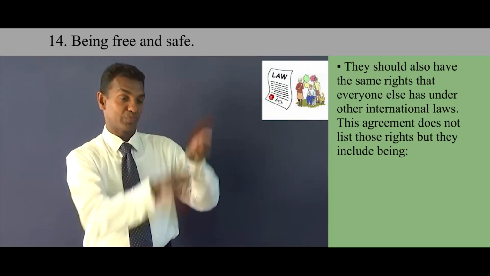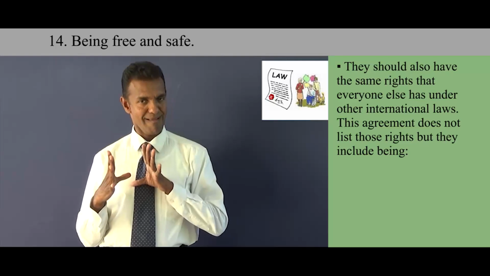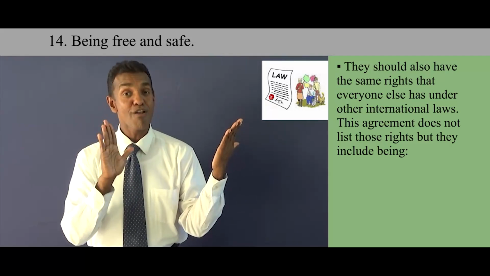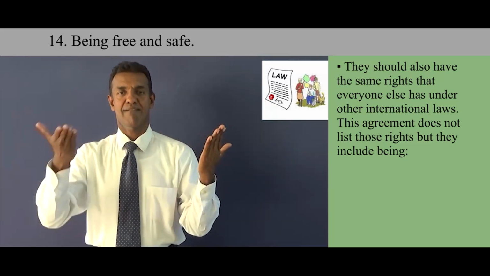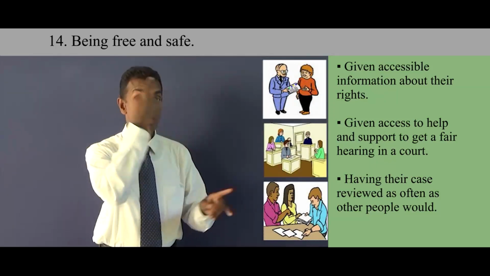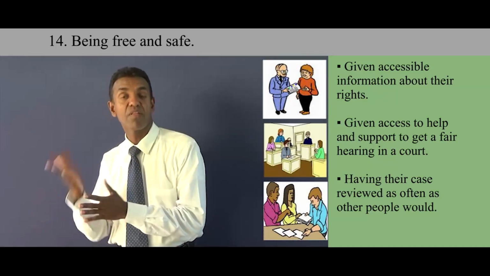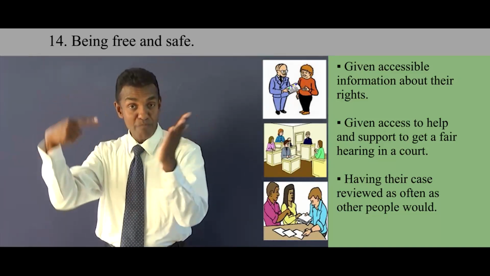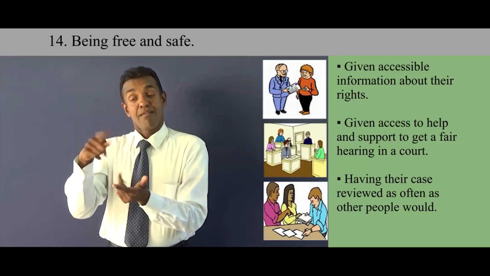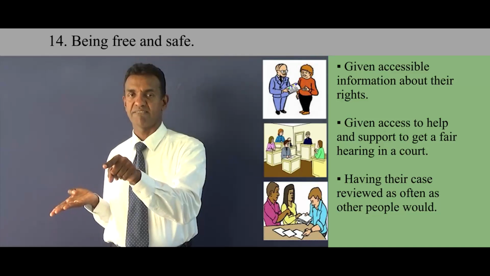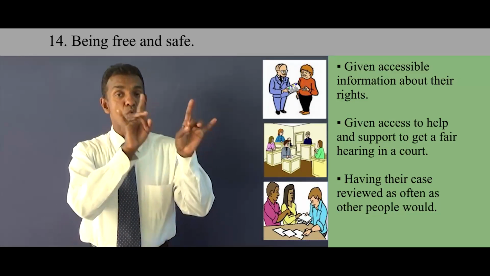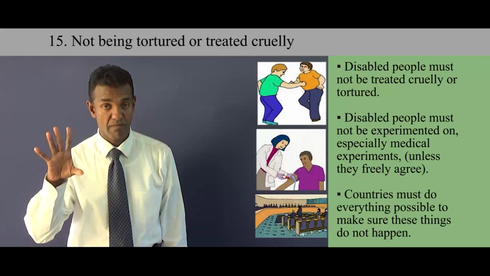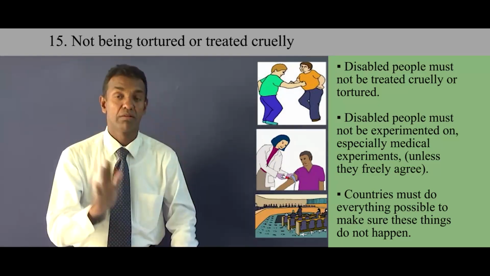They should also have the same rights that everyone else has under other international laws. This agreement does not list those rights, but they include being given accessible information about their rights, given access to help and support to get a fair hearing in a court, having their case reviewed as often as other people would, not being tortured or treated cruelly.